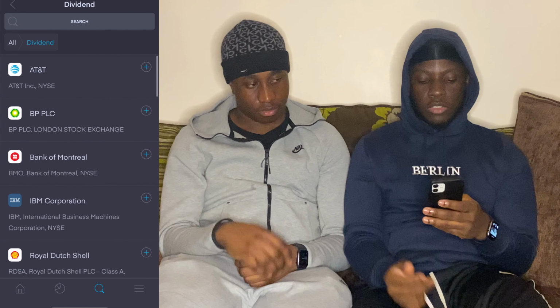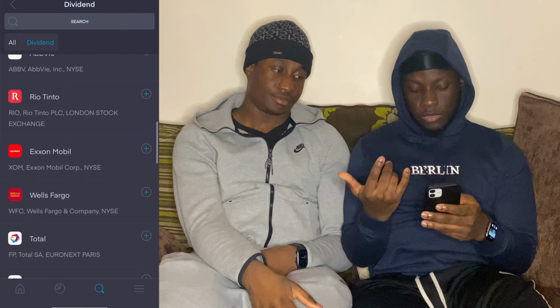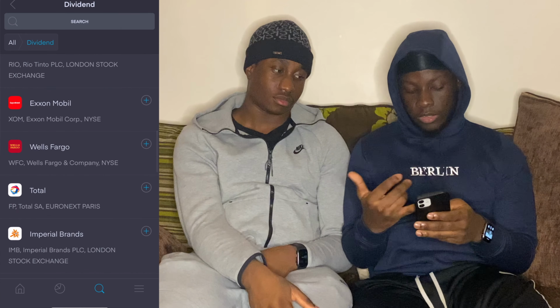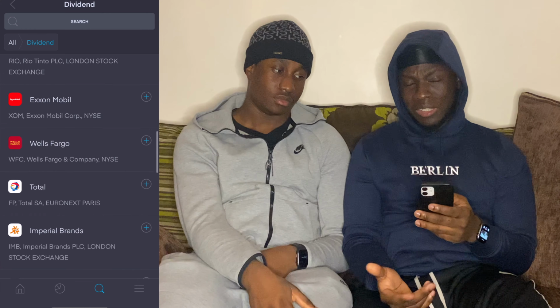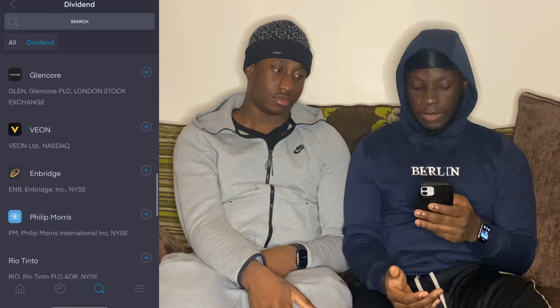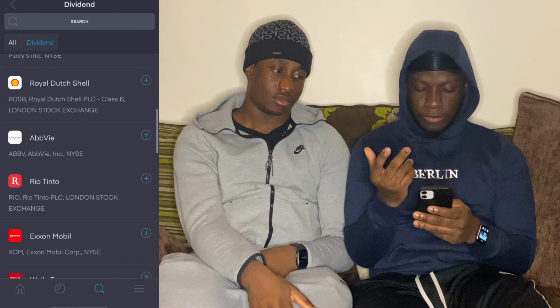When you take a look at dividends, you have AT&T, BP, IBM. You might know these from real life. You might have heard of some of these. ExxonMobil is actually a very good one, but in the past couple months they've been doing very, very badly. They picked up not too long ago, but it's a stock that's struggling at the moment.